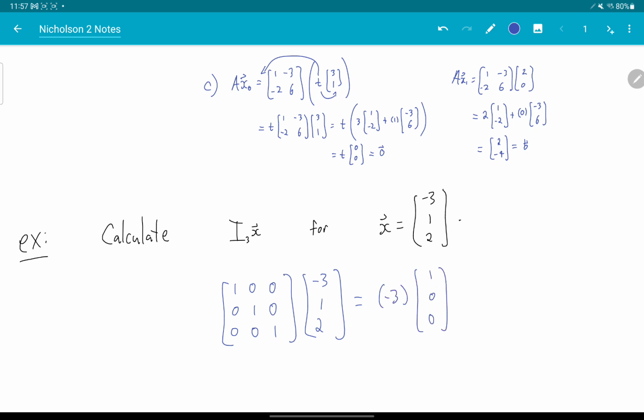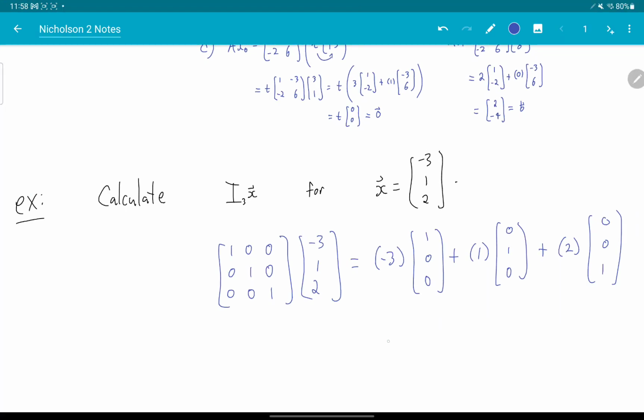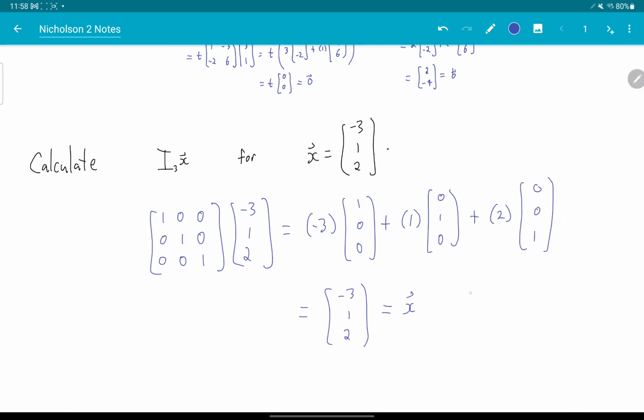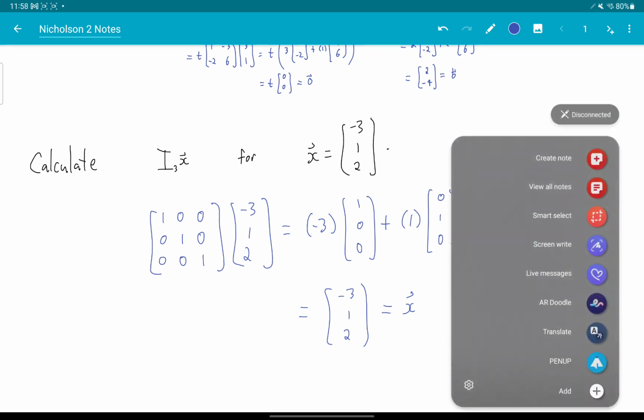Sometimes you just have to grind it out a few times, and then you will see the pattern. And then you never have to do all that work again. What do I get? I got x again. I came right back to where I started. So let's write that down. I3 times x does indeed equal x.